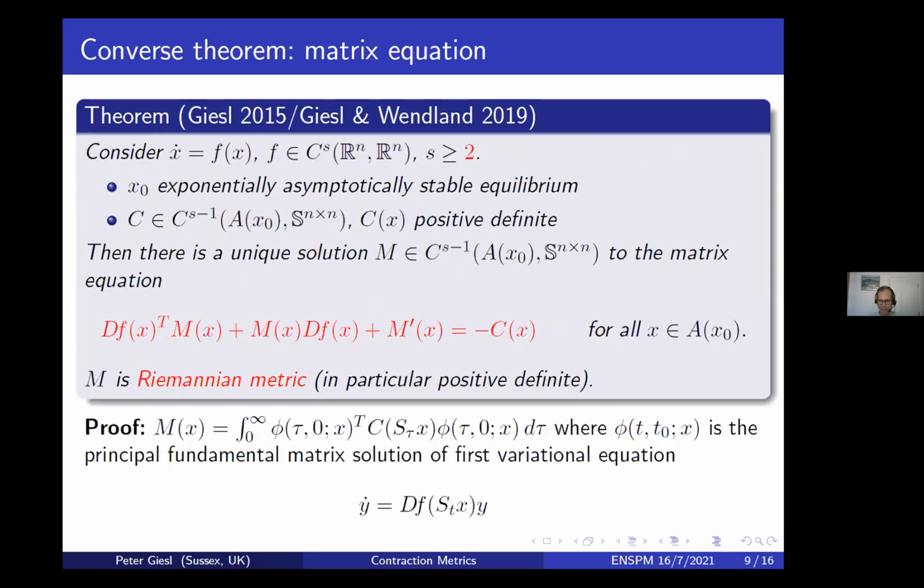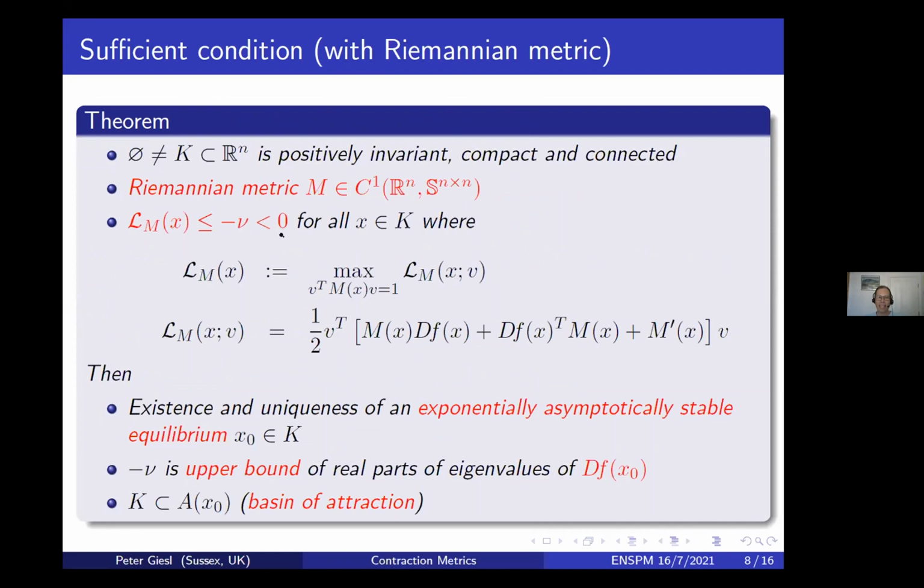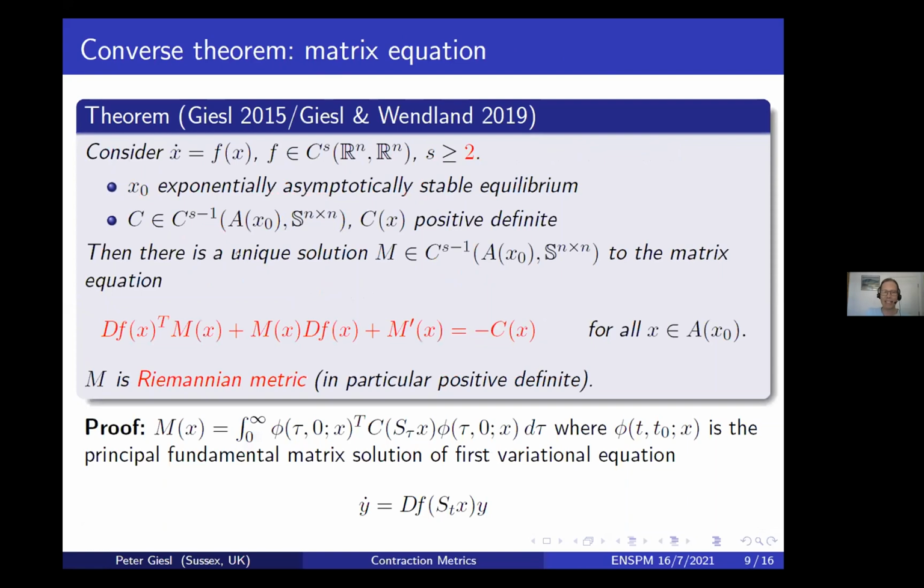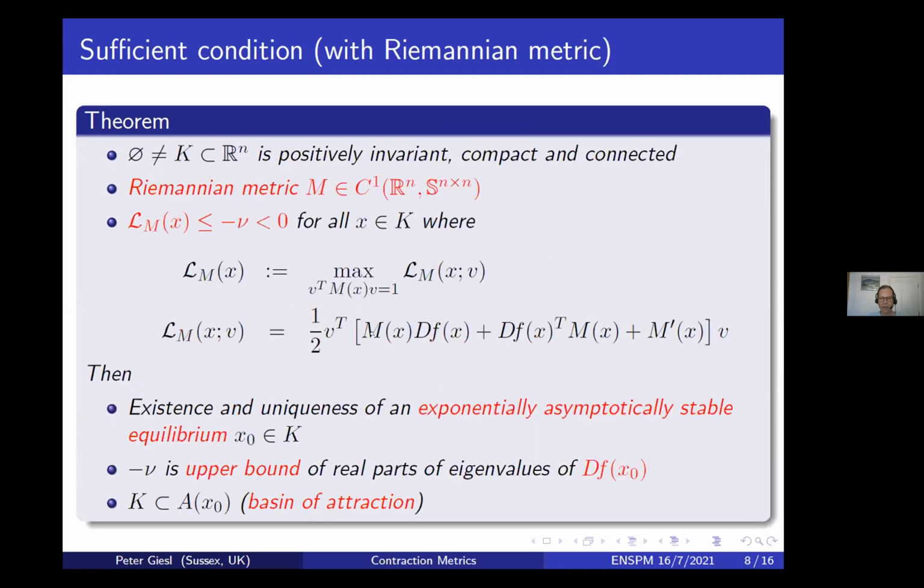Now you wonder, is there a converse theorem? So basically, if we have an asymptotically or exponentially stable equilibrium, can we always find such a metric M? And the answer is yes. And this is one result which will help us to actually construct it later. So the result is, let me just go back again. What we essentially want is that this expression here of M is a negative definite matrix. And the result is basically you can choose this to be any negative definite matrix you want. We will always have a solution.